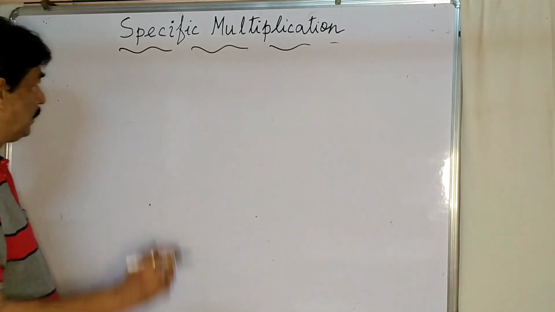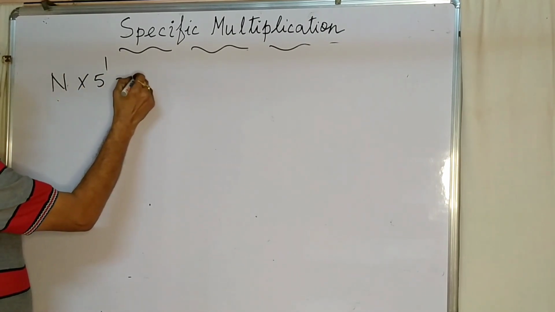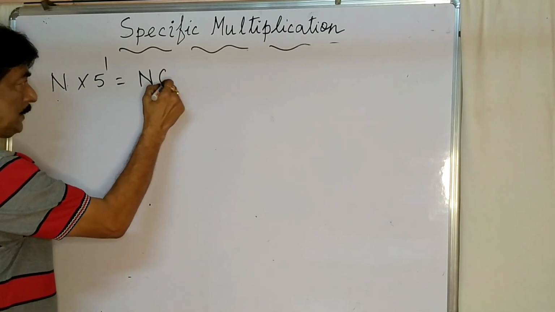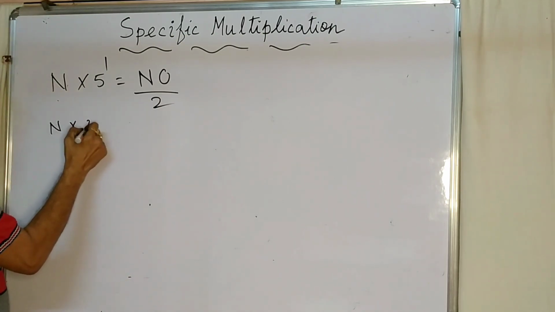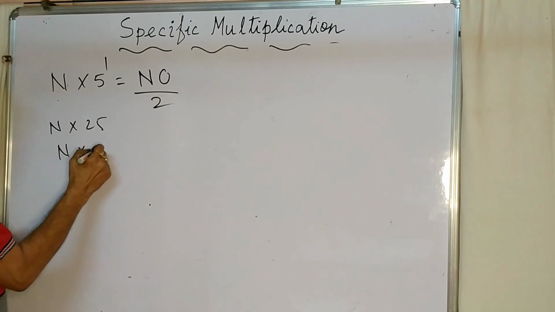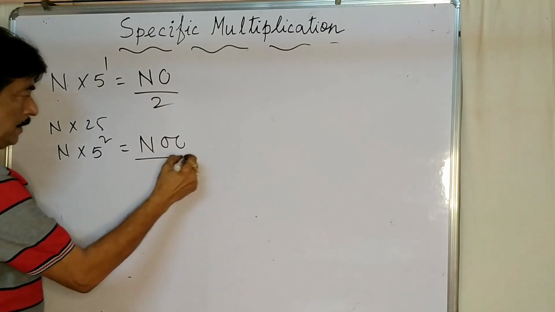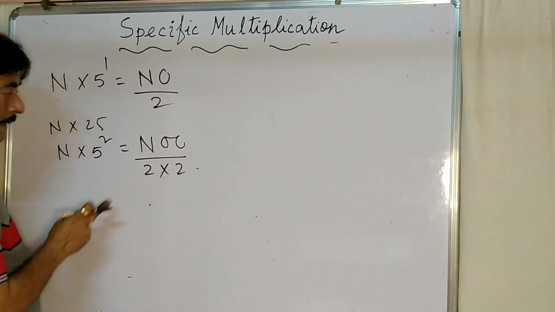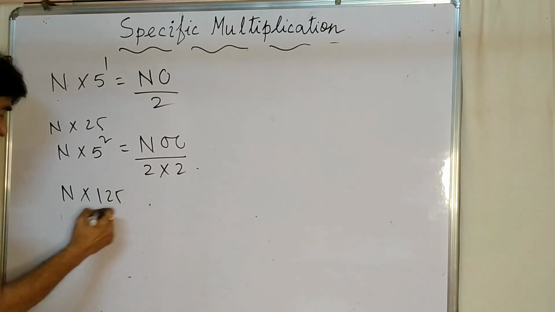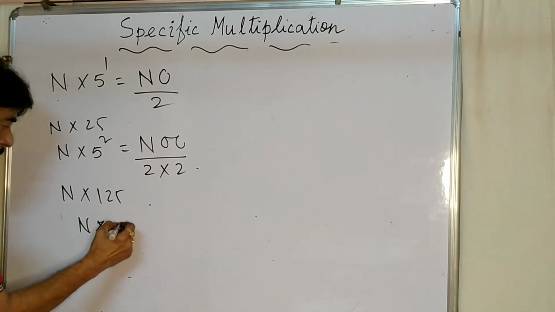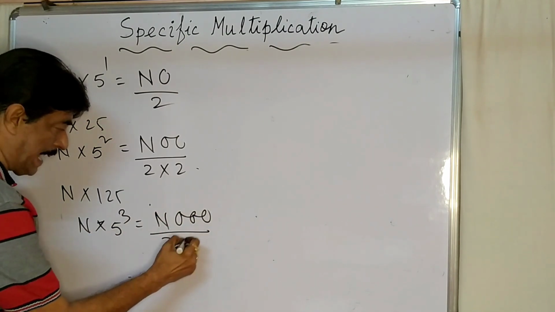Now observe the rule. When a number is multiplied by 5, 5 means 5 to the 1. Rule: after the number put 1 0, make it up. Number multiplied by 25 means number multiplied by 5 square. Put 2 zeros because power is 2. Divide by 2, and 2 means 2 times up. Number multiplied by 125 means number multiplied by 5 to the power cube. So put 3 zeros because power is 3. 3 times up.